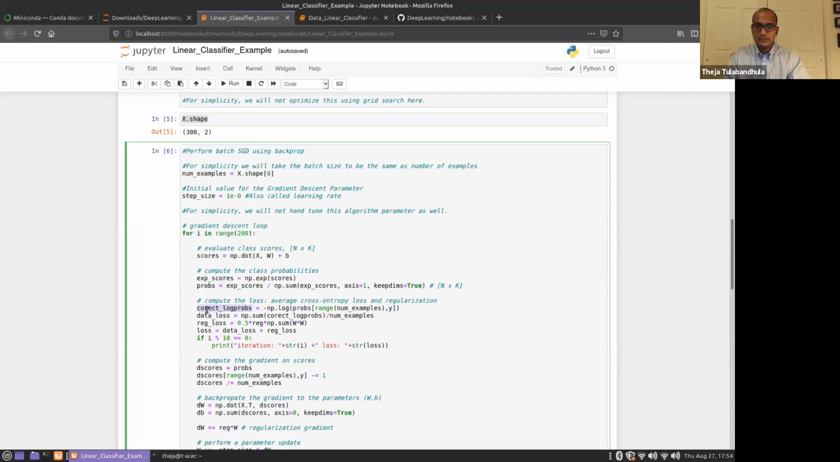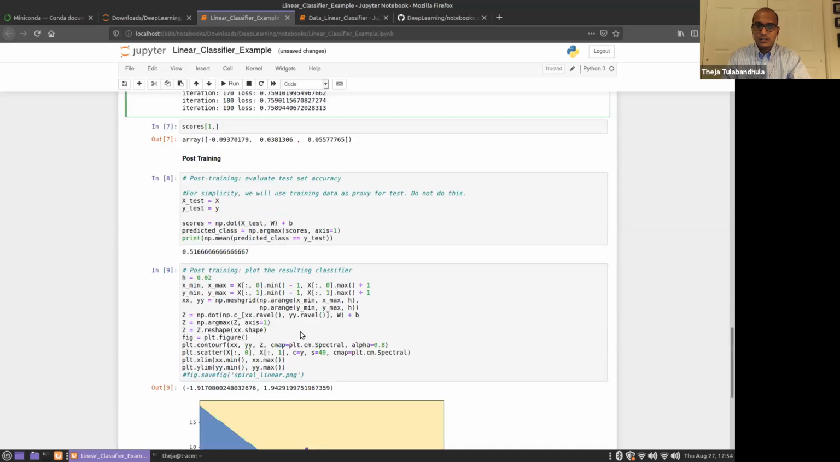Actually it should be correct, but it doesn't matter. Then we can compute the loss, which is the sum of these negative log probabilities for each i. Then you add the regularization in the next step, and there's some debug printing here. So from here to here, we just computed the loss for the current choice.